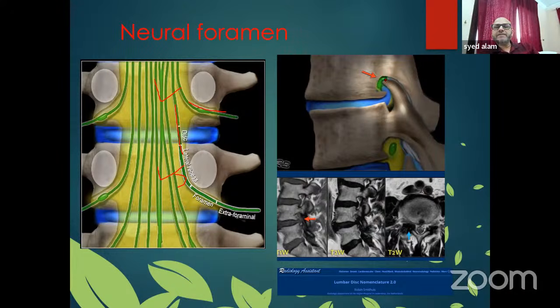Sometimes the neural foramen can be compressed by a big osteophyte, or by a disc extrusion which goes into the neural foramen region, and that can compress the exiting nerve root.